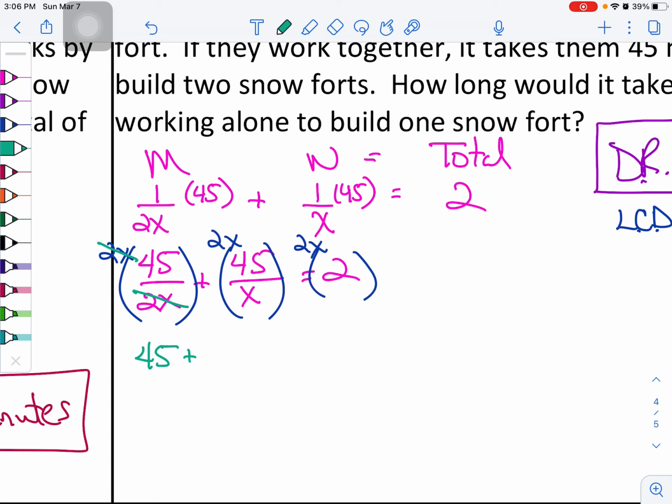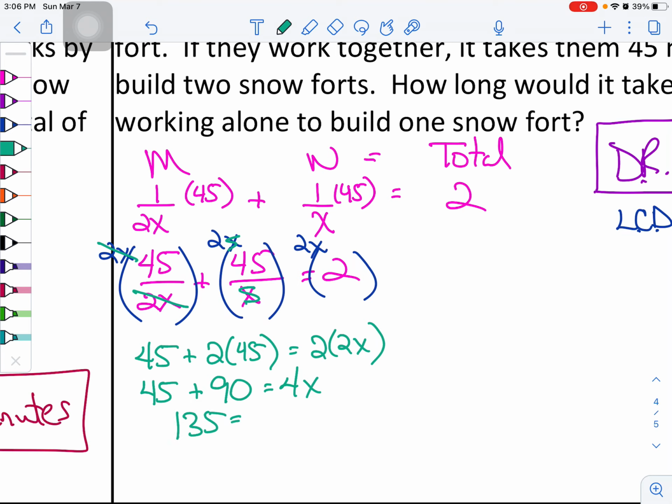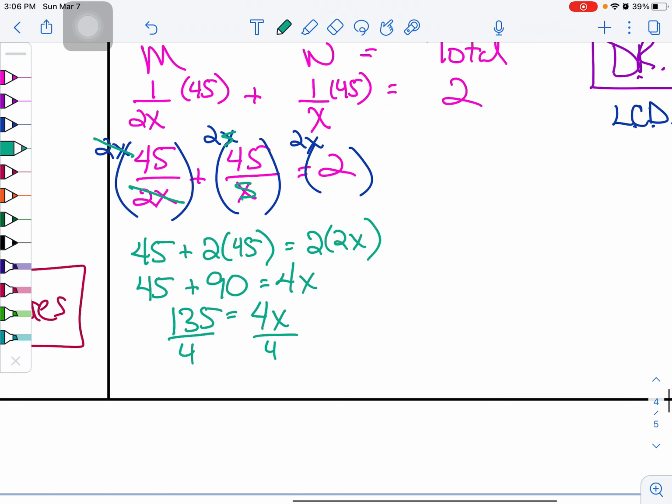2x, and 2x. All right. So in my first fraction, the 2x and 2x completely divide each other out, leaving just the 45. In my second fraction, the x will divide out the x, leaving 2 times 45. And I'm left on the end here, there's no division here, but it's 2 times 2x. All right, so we've got 45 plus 2 times 45 is 90 equals 4x.